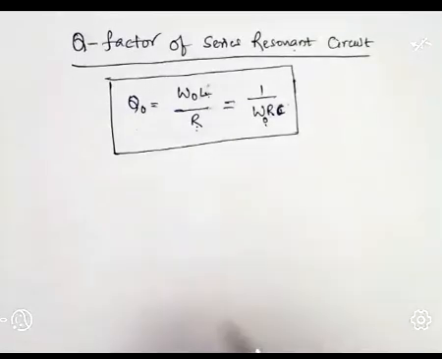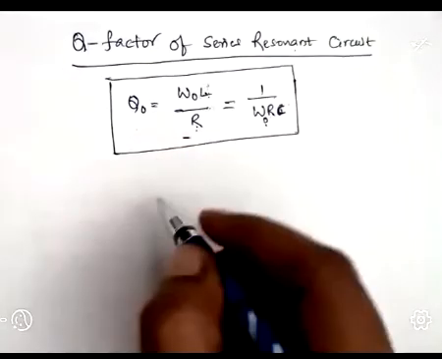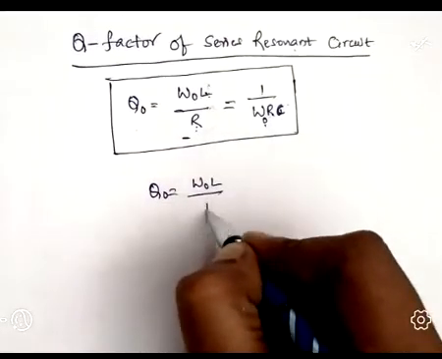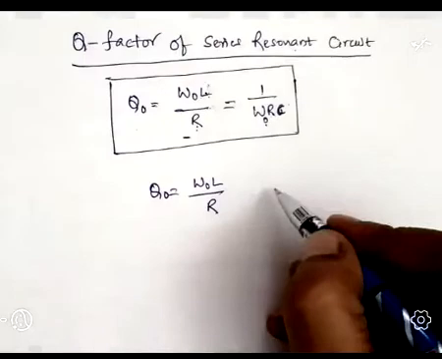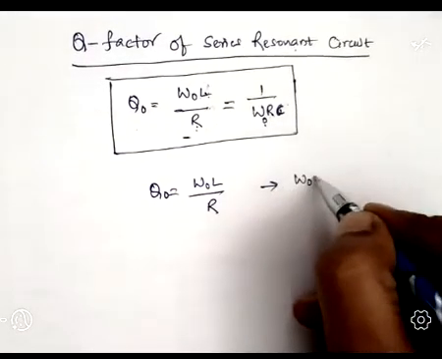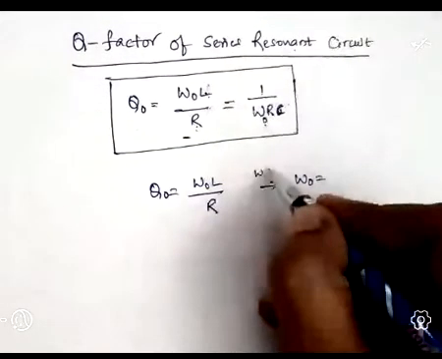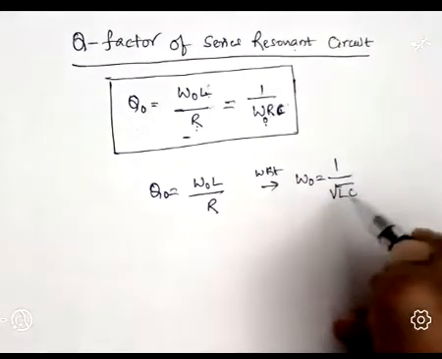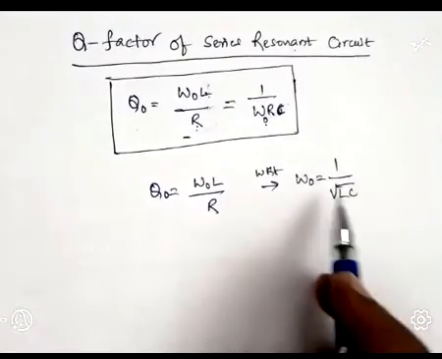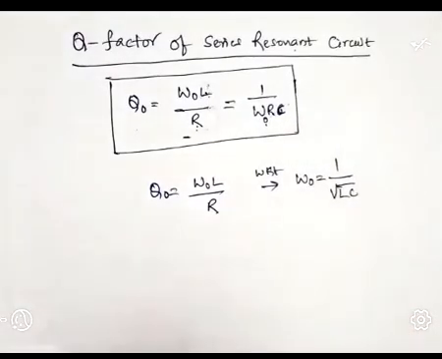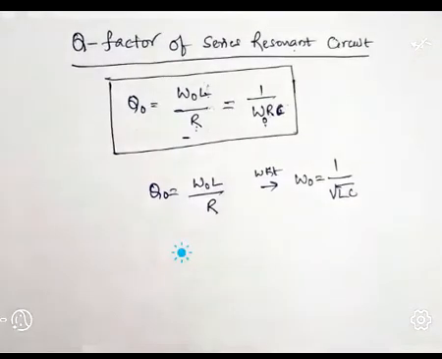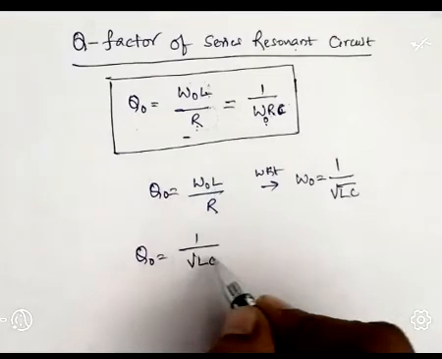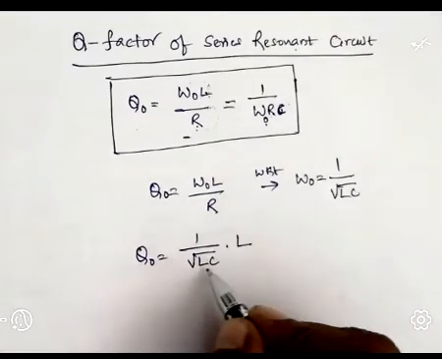Okay, now if we take this term, Q naught equal to omega naught L by R. Okay, but we know that omega naught equal to what? 1 divided by square root of LC. Let us substitute this value here. Then what happens? Q naught equal to 1 divided by square root of LC into L divided by R.